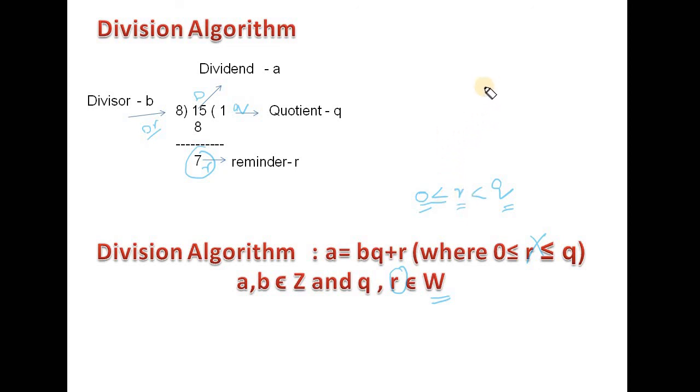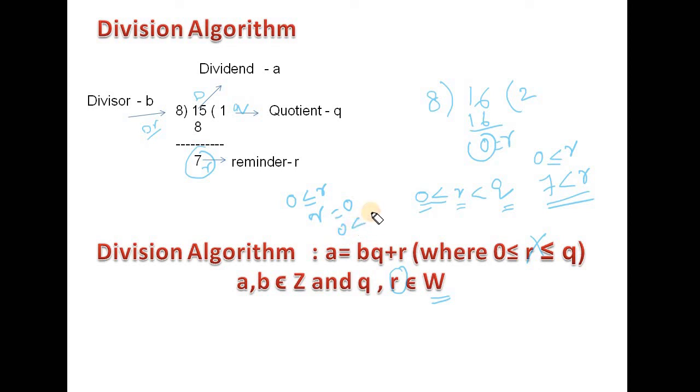For example, if I take another number like 16 and 8, 8 twos are 16, remainder 0. See here, the R value is equal to 0 here. That's what I'm saying. So your R value is equal to 0, or R value is greater than 0. That is what we are saying in the division algorithm. And A, B belong to integers. So this is your division algorithm.